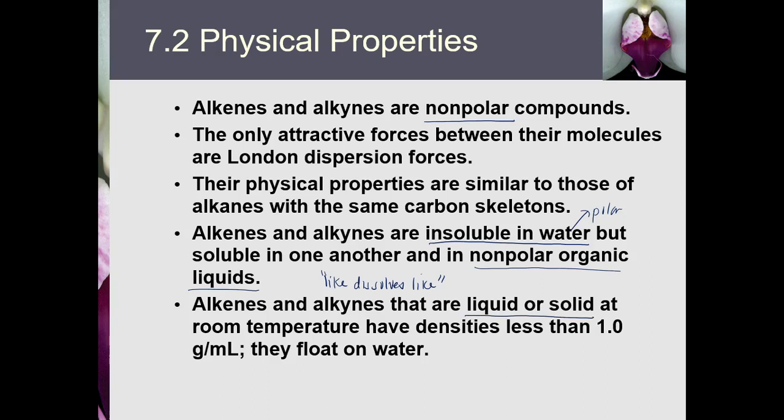And they have densities less than 1. So 1 gram per mL is the density of water. Since the density is less than 1, what will happen to alkenes and alkynes? They will float on water, and they will not dissolve. The basis is like dissolves like, and you're dissolving a nonpolar solute, your alkynes, with a polar substance like water. So they will not mix. They will just float on water.